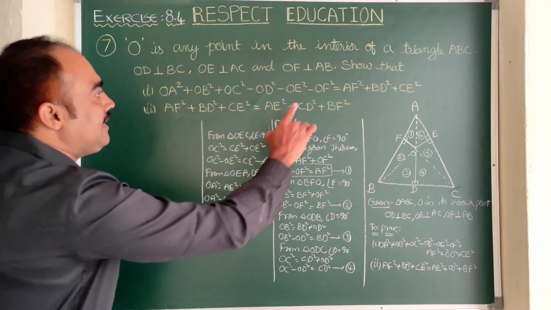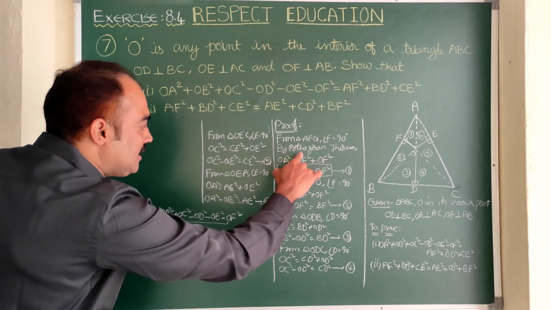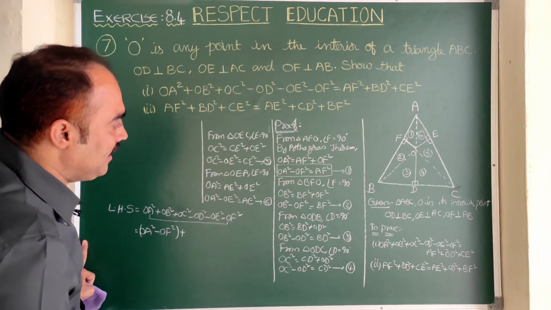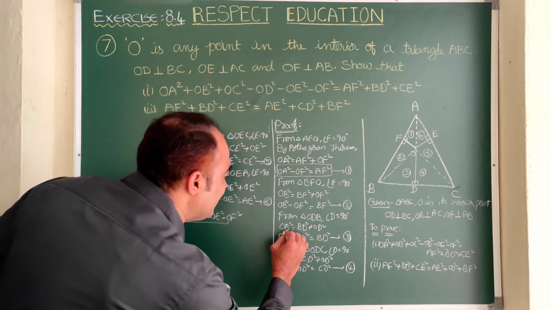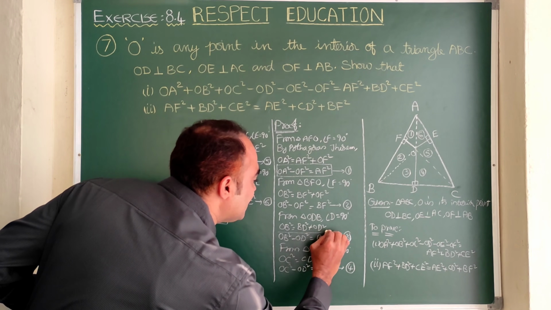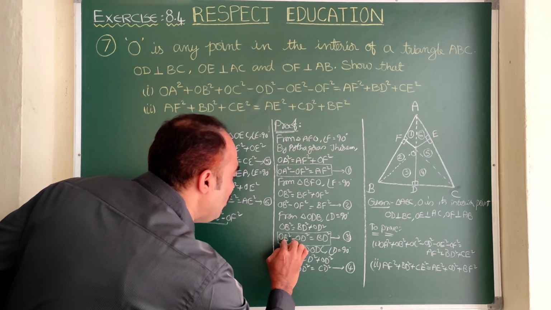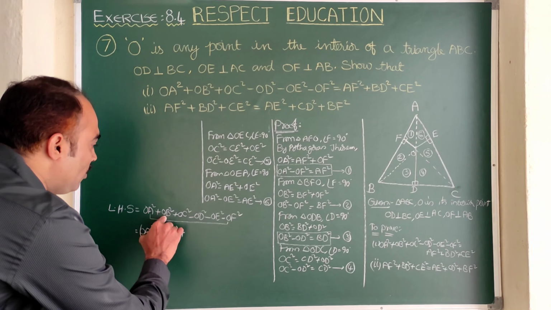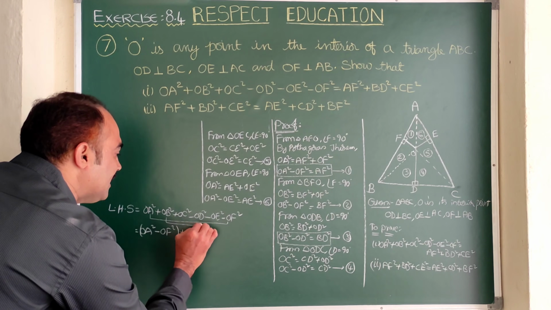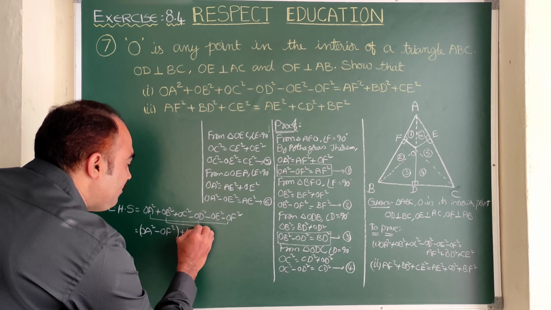Same way, for the second one I require BD square. Just observe where BD square is. Here, the third equation gives us BD square, that is OB square minus OD square. If I write OB square and OD square, these two together, so here OB square minus OD square.